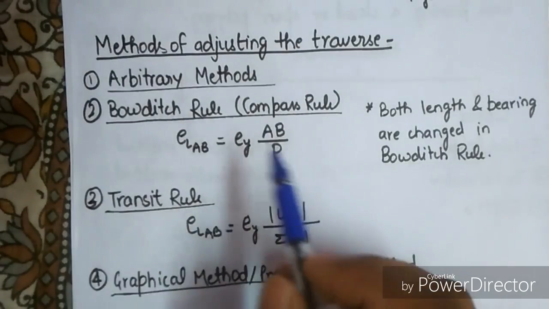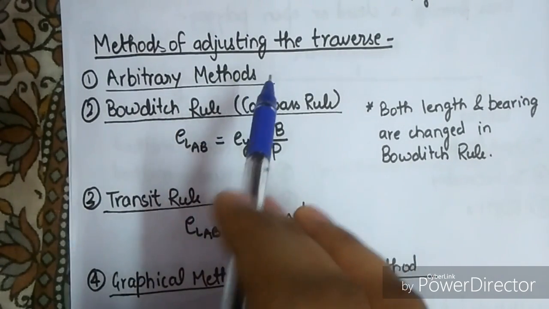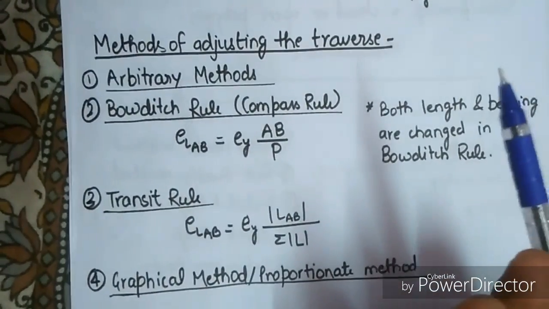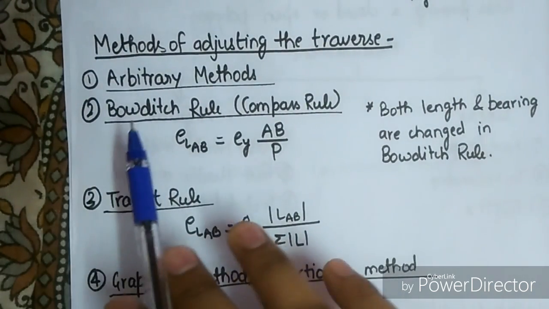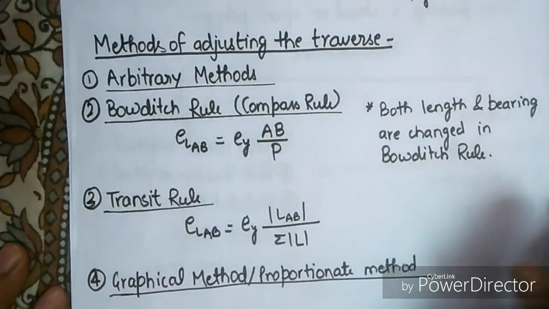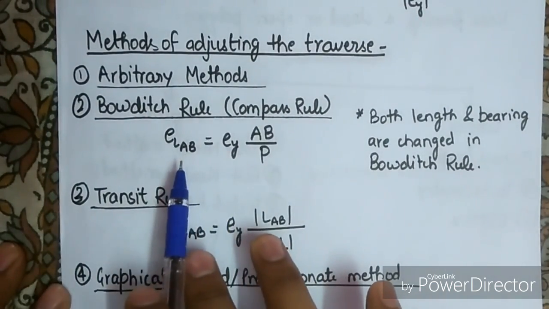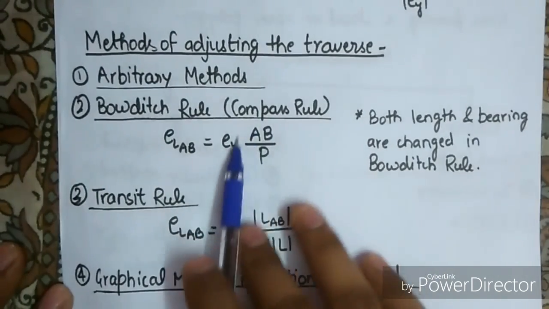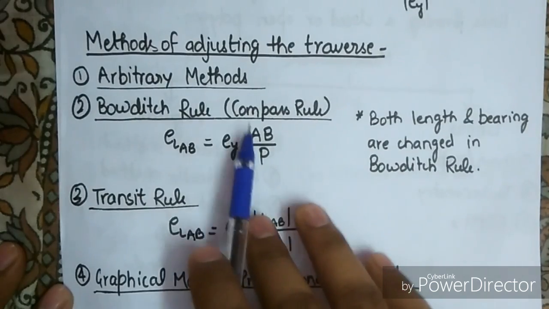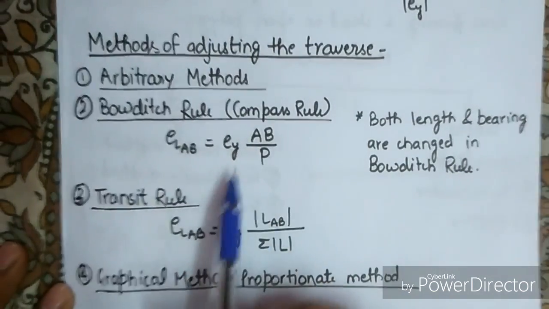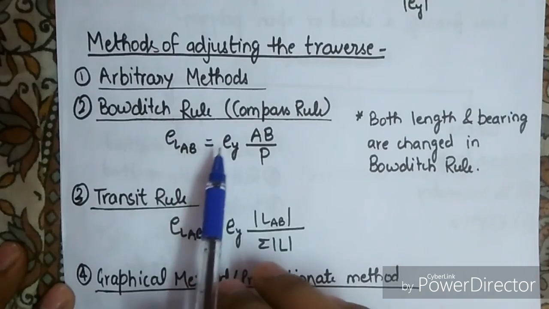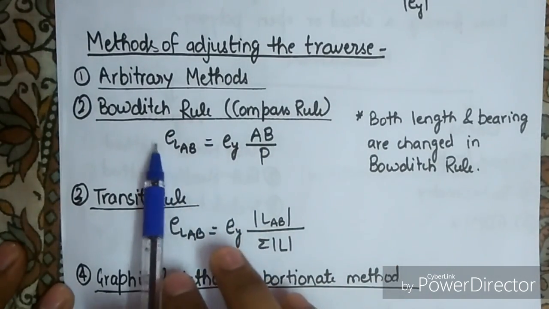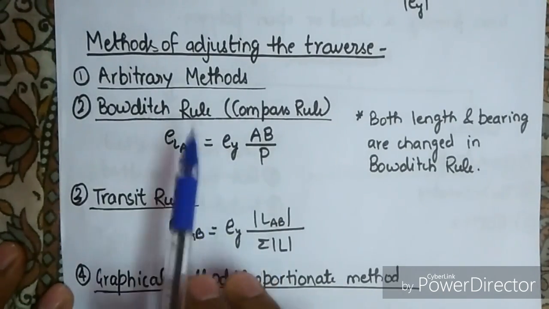There is an arbitrary method. In this method, closing error is distributed arbitrarily according to the judgment of the surveyor based on field experience. The rule which is followed by us is Bowditch's rule. This is the compass rule. Here E_LAB equals EY times AB upon P. P is the perimeter of the whole traverse. AB is the length of that particular line on which we have to perform the correction. EY is the total error in the y direction, that is in the direction of latitude. So according to the sign of it we perform the correction.